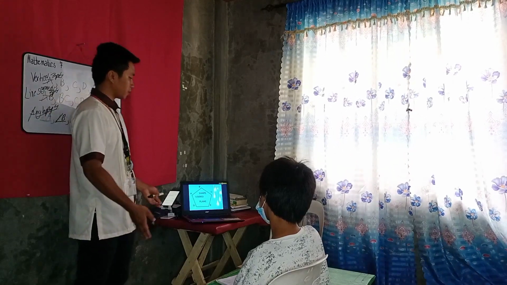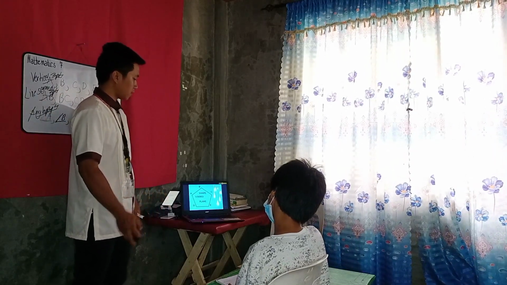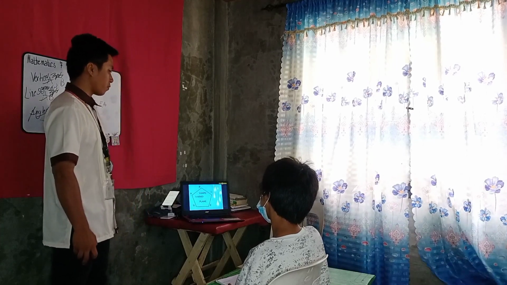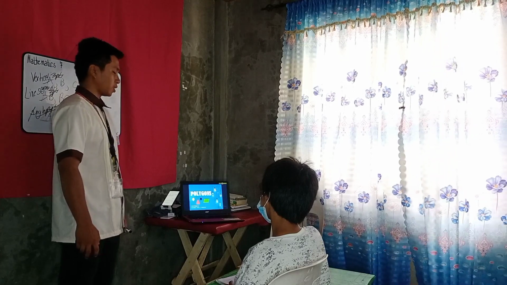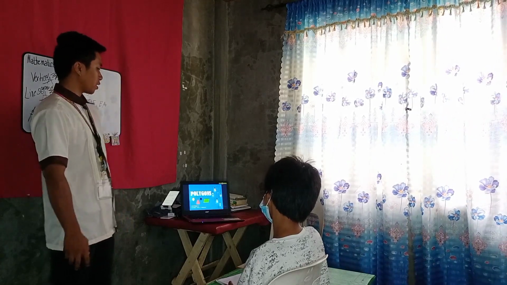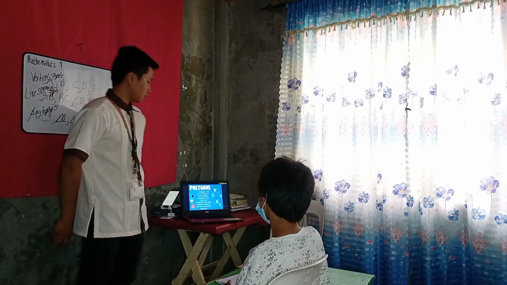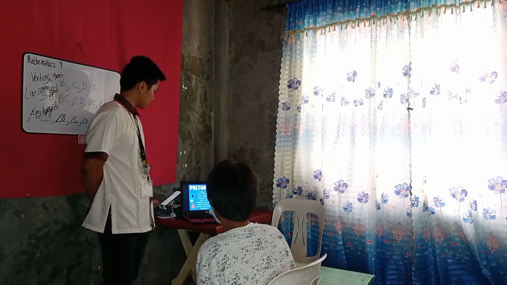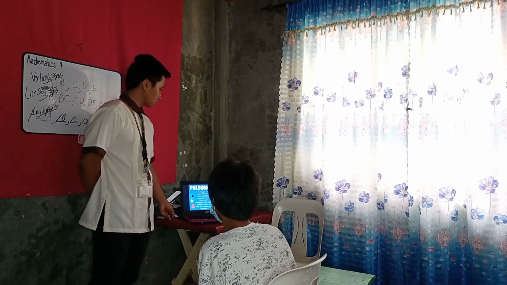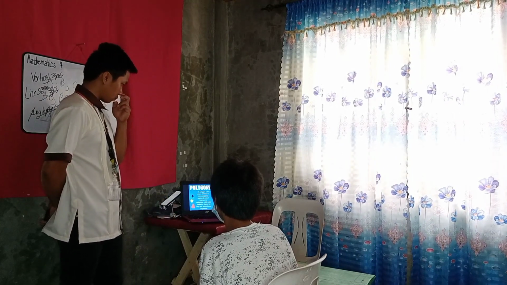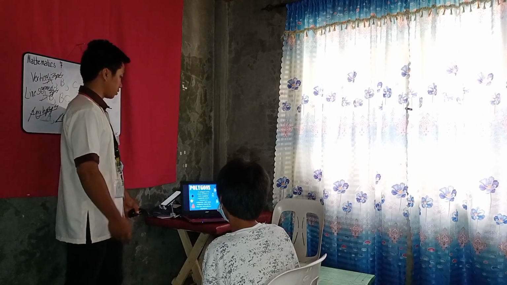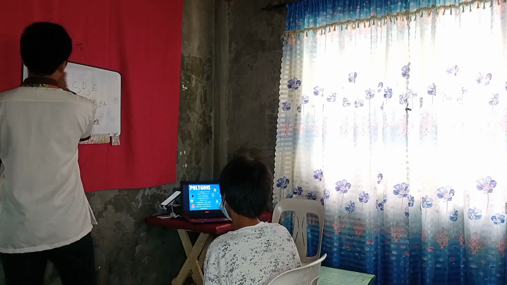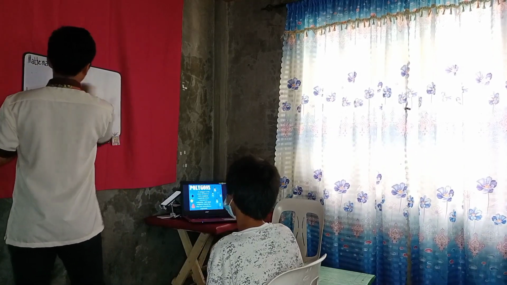So, ano nga ba ito sa geometry? These things or these figures are what we call polygons. So, ano nga ba ang polygons? Kindly read it, Finn. A polygon is the union of 3 or more coplanar segments which intersect at endpoints with each endpoint shared by only non-collinear segments.